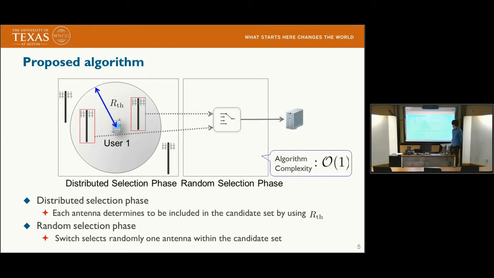We have to note that the required complexity in the algorithm is just a constant, because there is no centralized processing here. In the distributed selection phase, each antenna measures its distance or path loss from the user, and each antenna determines in a distributed way to be included or not in the candidate set. In the second phase, all we have to do is random selection. Therefore, we preserve the constant complexity.